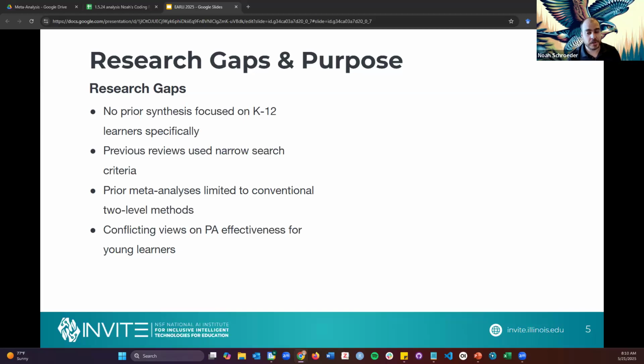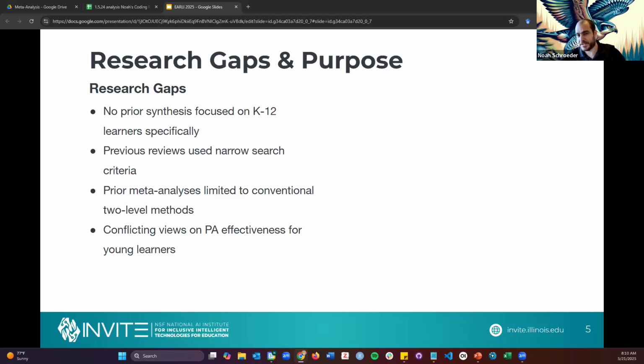Another factor was a methodological limitation, including in my own work, where in the past we were using conventional meta-analytic methods, and now we have 3-level meta-analysis and robust variance estimation. We essentially have ways to use more of the data in our analyses to get what I would consider to be more accurate or precise estimates than we could before. And at the end of the day, what we were finding is that between these different meta-analyses, there were conflicting views on the effectiveness of pedagogical agents for helping K-12 students.